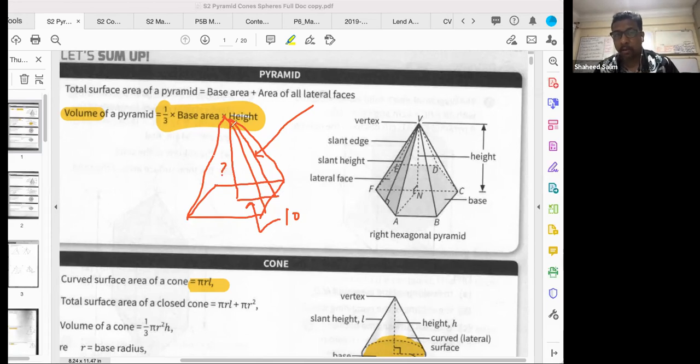Ryan, you can see what I'm talking about. We want to find out the height of the pyramid. This is called the height of the pyramid. Just now we found the slanted height. It's different. So now we want to find the height. Can you find the height?